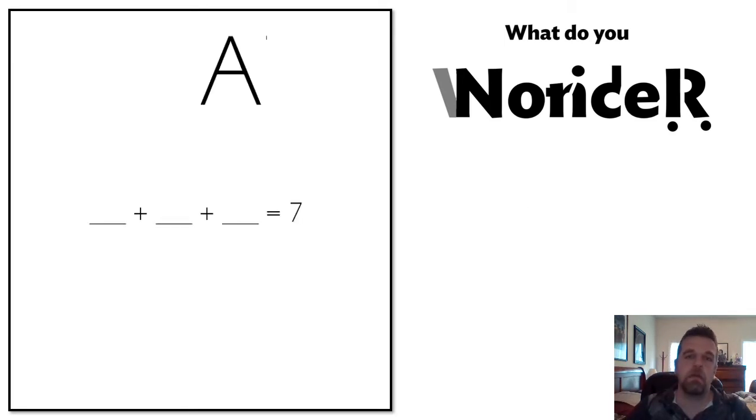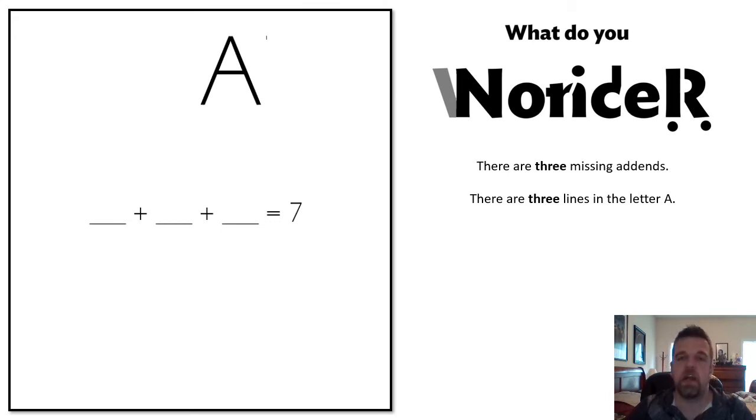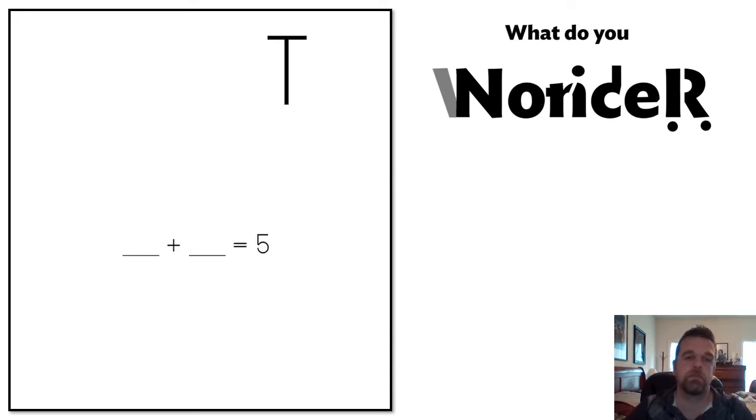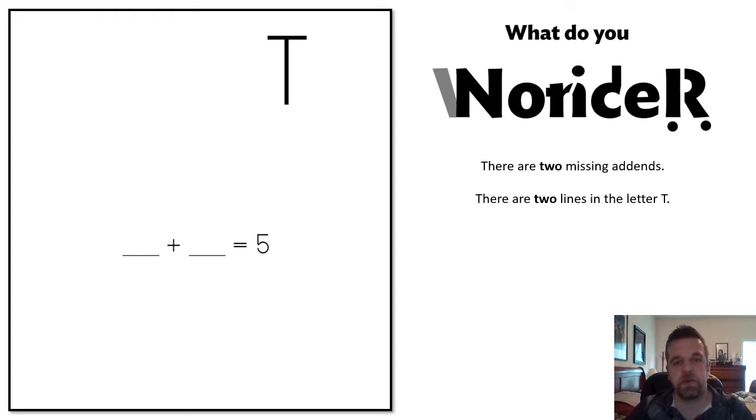Here's the letter A and the equation. We know that there are 3 missing addends. There are also 3 lines in letter A, so it does work for the letter A. Let's see if it works for the letter T. Here's the letter T, 2 missing addends in the equation, and 2 lines in the letter T, so it does work.